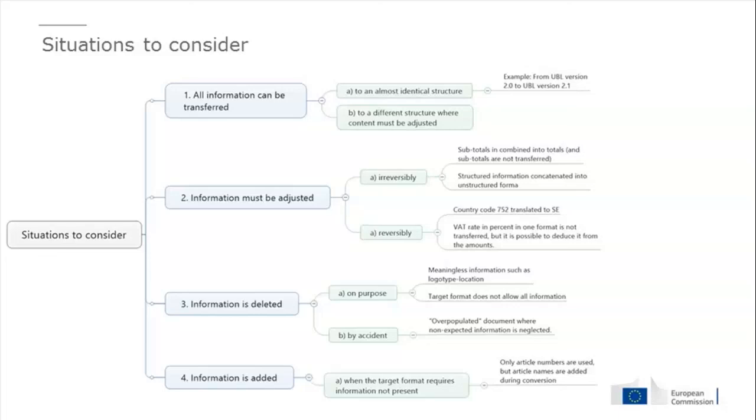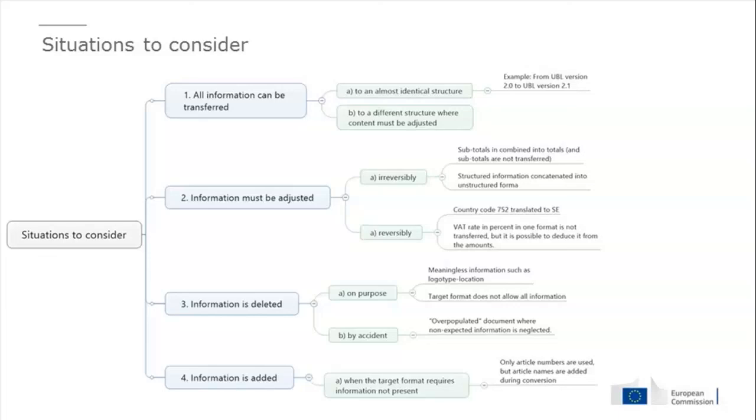But it could be reversible. So if I receive according to one format which has a numeric country code, it can be translated into an alpha representation, and you can do that back and forth as many times as you want. You will always get the same result. Also, in a more shady way, like VAT rate in percent in one format, but you have just the amount in another, and you can deduce it by calculating the original rate. So that's not a good example, perhaps, but it's still expressing my point, I think.